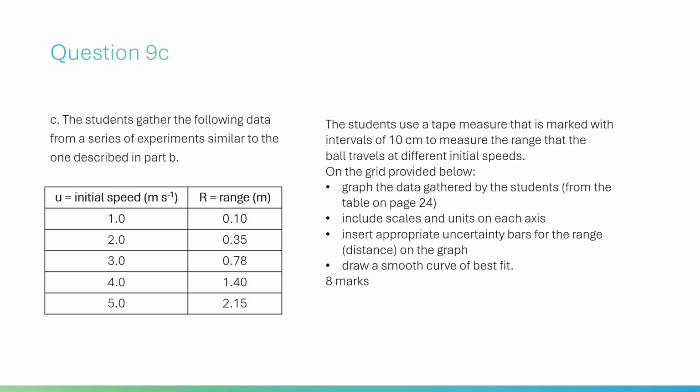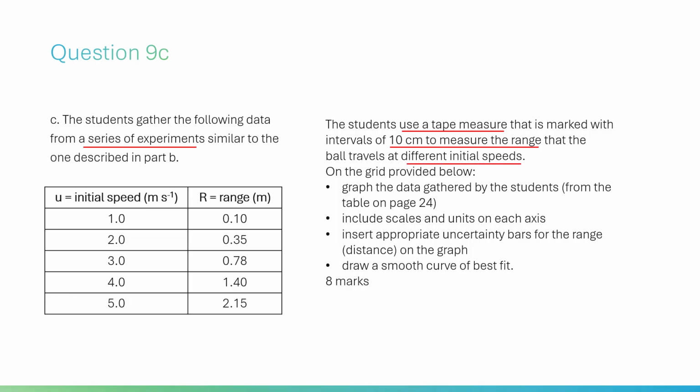The students gather the following data from a series of experiments similar to the one described in Part B. The students use a tape measure that is marked with intervals of 10 centimeters to measure the range that the ball travels at different initial speeds.